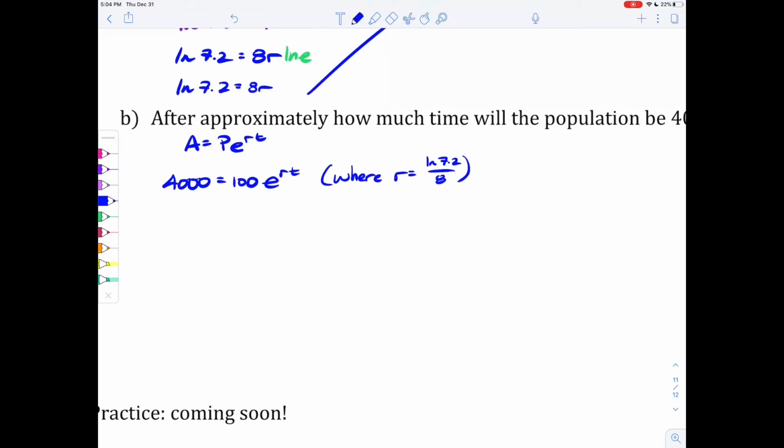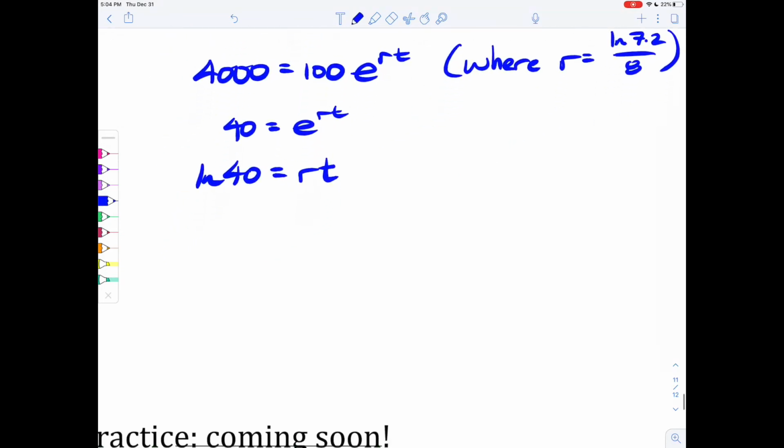But isolating t now, we can divide by 100. And exponents, get rid of them. I will use the natural log. So the natural log of 40 is the natural log of this, which is what allows me to drop that exponent in front. And then I just have ln e. But that's just equal to 1, so I don't really need it there at all, do I? Then we're just solving for t. t is equal to ln 40 over r.